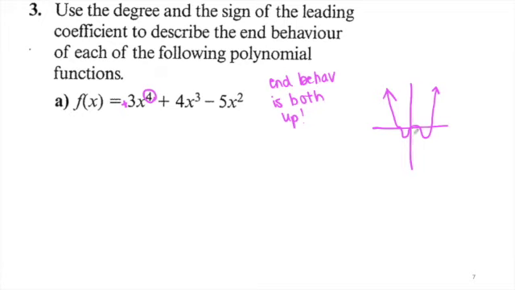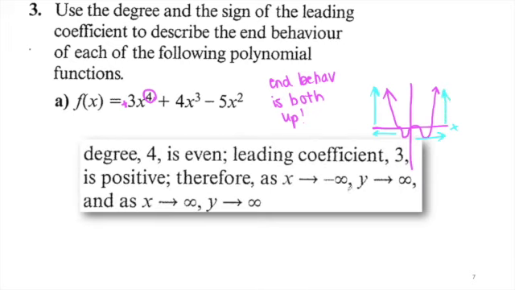So think of this. As x approaches negative infinity, so we're going this way with our x's, negative infinity, our y's are approaching positive infinity. As x is approaching positive infinity, y's are approaching positive infinity. So that's how you would describe your end behavior: negative infinity to positive infinity, positive infinity to positive infinity.